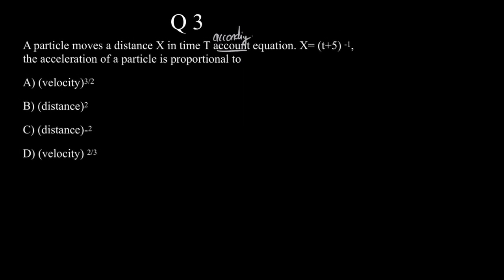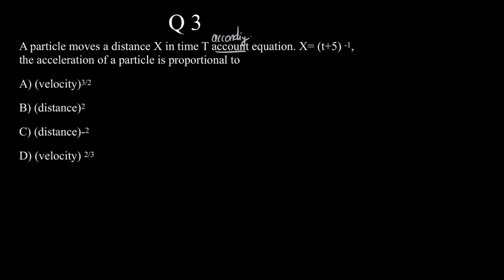So before I start explaining the solution, let me explain the concept behind it. What we have is x equal to (t plus 5) the whole raised to minus 1. Let me take you through examples like that.